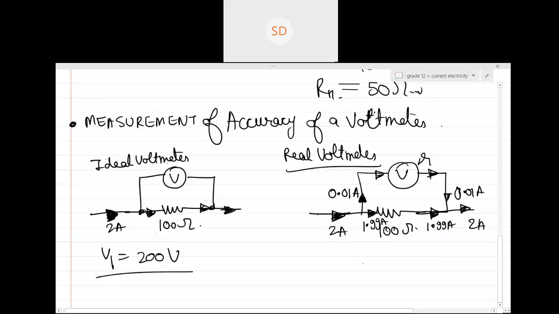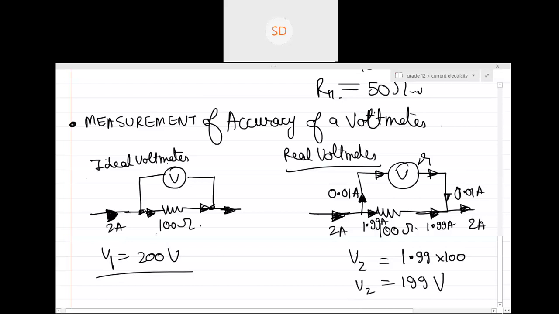So in this case, the reading of the voltmeter will be what? It will be 1.99 multiplied by 100. So can you see it will be 199 volts? Yes or no? Yes, sir.